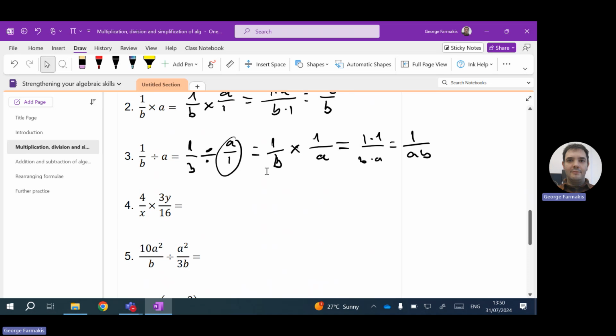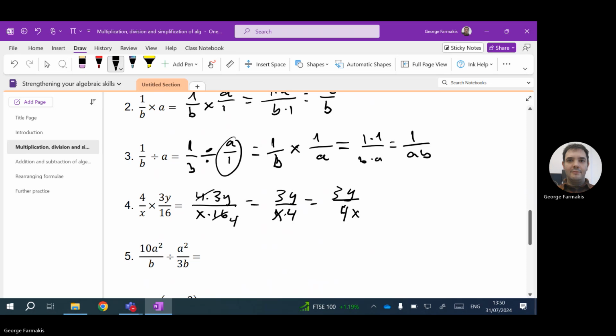Okay, let's move on to the fourth example. So we have 4x times 3y over 16. We have multiplication. We multiply numerators with numerators and denominators, x times 16. And now here we can also simplify. 4 goes into 16 four times, so we get a 4 here. So we can write this as 3y over x times 4, or 3y over 4x. So here we have common factor 4.